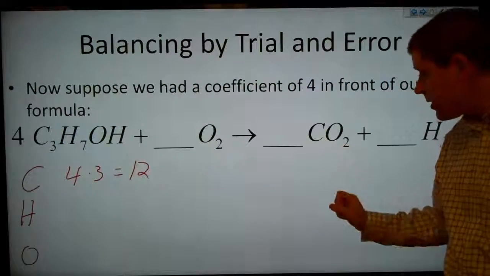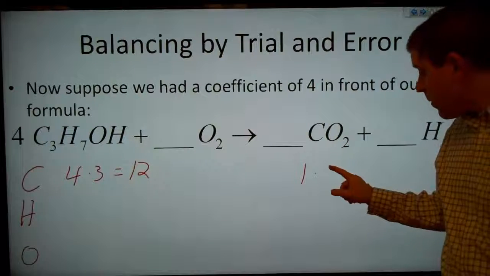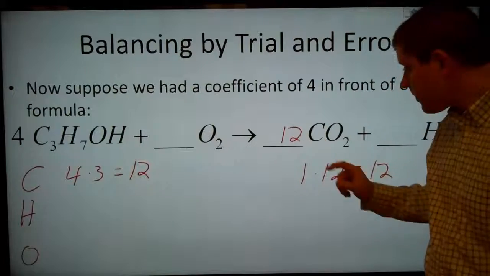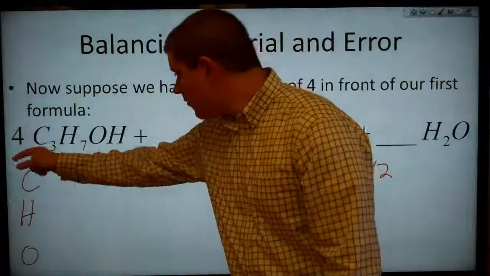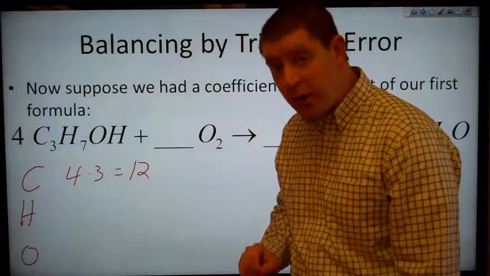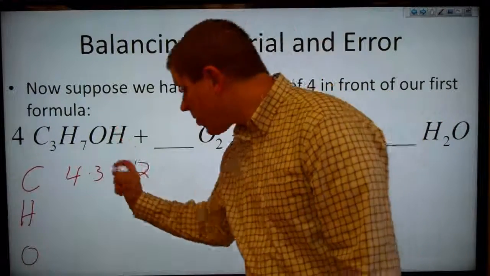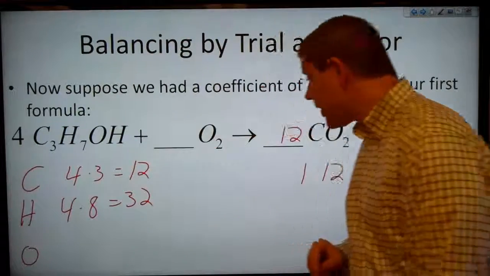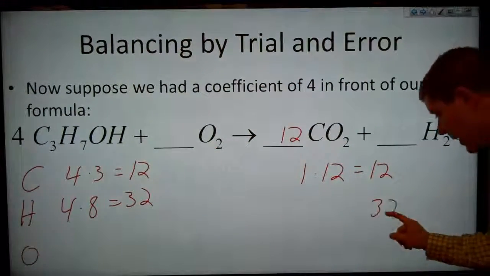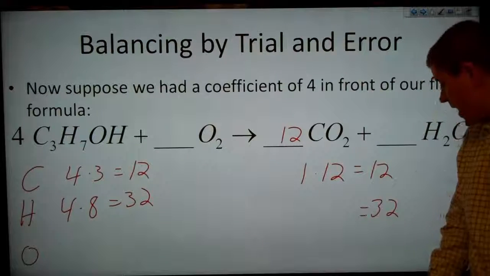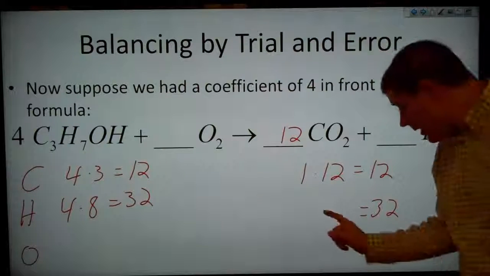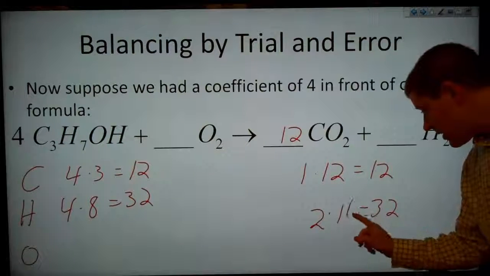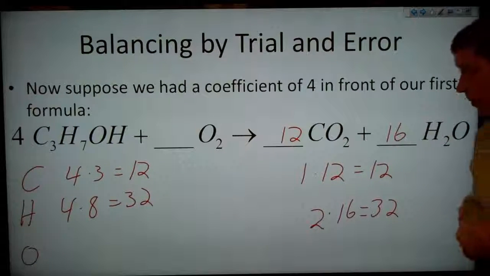We have 1 in each carbon dioxide molecule here, which means that we need 12 molecules to give us 12 carbon atoms. For hydrogen, we have 4 times the 7 plus 1. So 7 plus 1 is 8. So 4 times 8 is now 32. So we need 32 hydrogen atoms on the right side. We have 2 hydrogen atoms in each water molecule, so 2 times something gives us 32. That something has to be 16, so we need 16 water molecules.